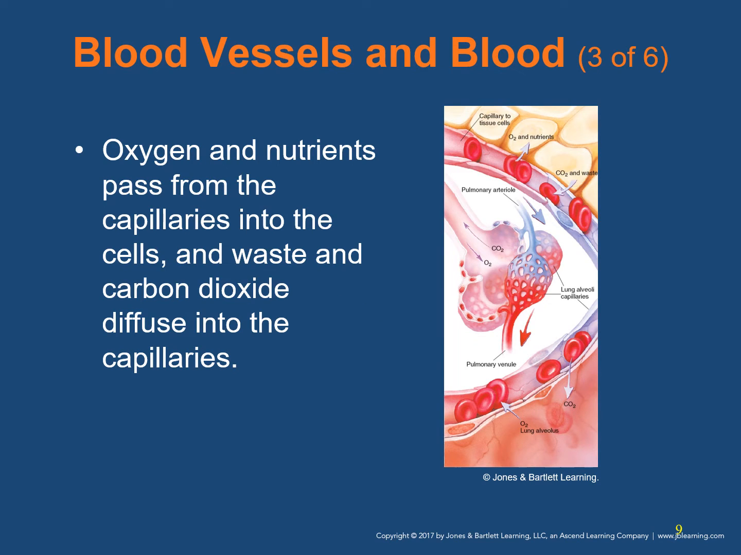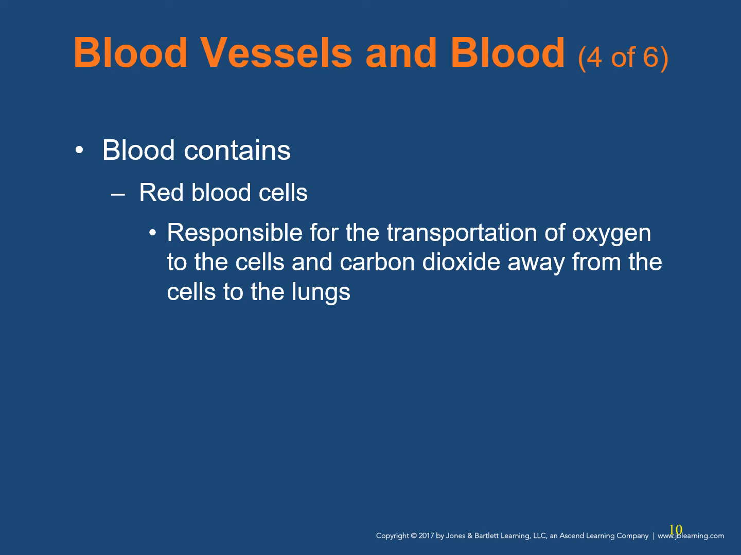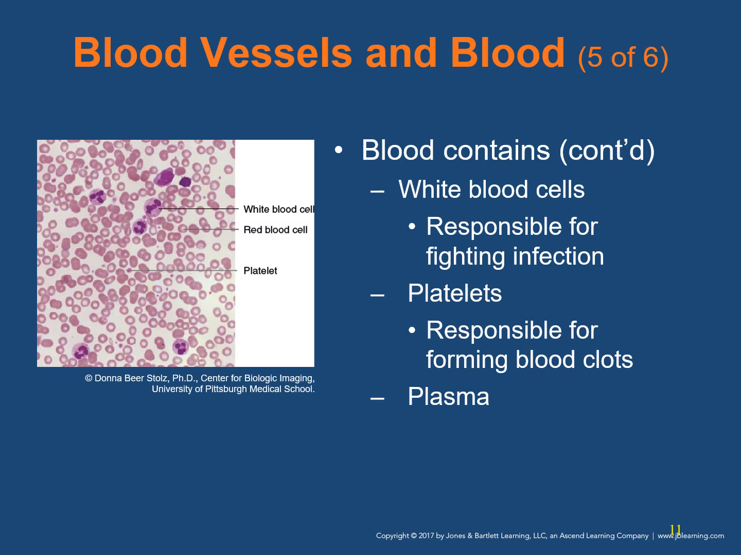Oxygen and nutrients easily pass from the capillaries into the cells, and waste and carbon dioxide diffuse from the cells into the capillaries. This transportation system allows the body to rid itself of waste products. Blood contains red blood cells, responsible for the transportation of oxygen to the cells and for transporting carbon dioxide away from the cells to the lungs. White blood cells are responsible for fighting infection. Platelets are responsible for forming blood clots. Plasma is the fluid portion of the blood.